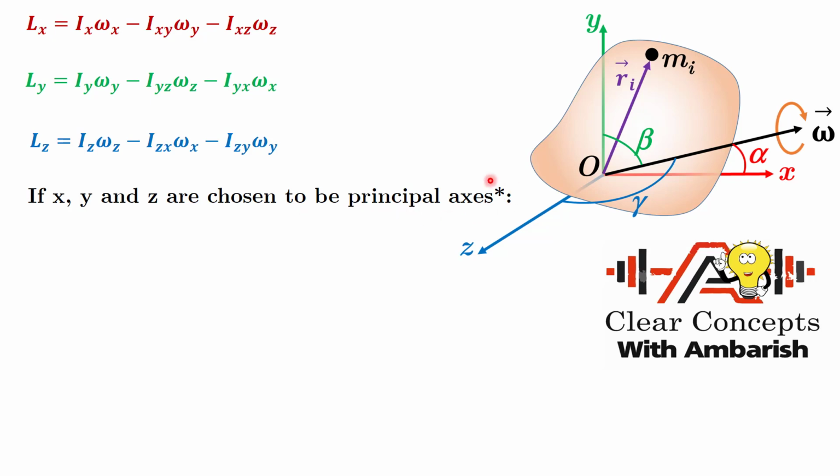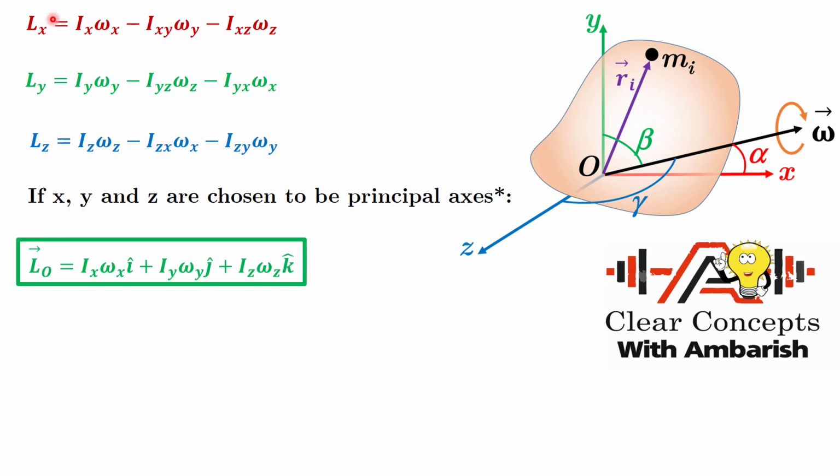So if they are principal axes, then the products of inertia will vanish, and you will be simply left with L: the x component Ix omega x, the y component Iy omega y, and the z component Iz omega z. So this is the angular momentum about the point O, provided x, y and z are chosen to be principal axes. Whereas what is the omega vector? The omega vector is omega x i cap plus omega y j cap plus omega z k cap.